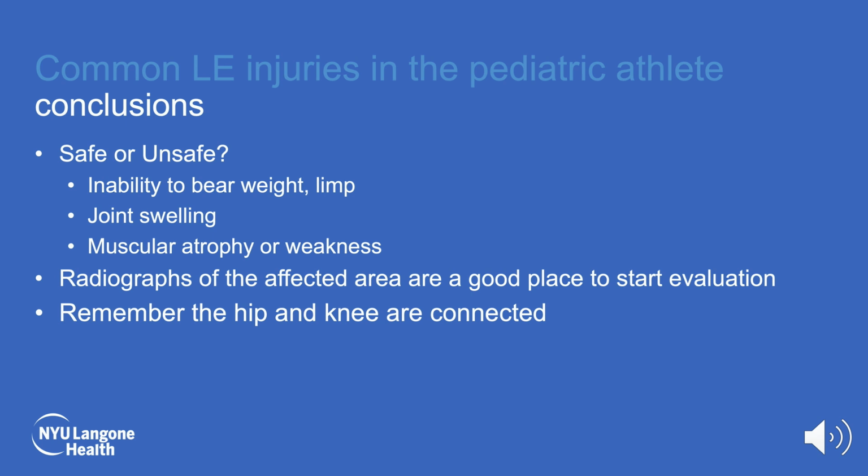Certainly, if they're unable to bear weight, or you see a limp, or you see swelling of the joint, or any atrophy of the quads, or weakness, then this is one that you're going to want to investigate more. You're going to start with radiographs of the affected area, as well as typically, for example, if it's the knee, you typically will do radiographs of the hip as well, and vice versa. And then, with additional concern, you can do additional imaging, be it MRI or CT. We try to minimize CT scans in kids, especially, as you know, because of the associated radiation. And then lastly, always remember that the hip and knee are connected, and that's, again, just speaking to the SCFE.